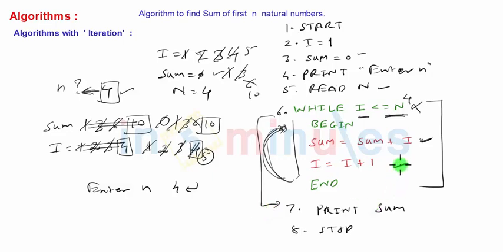Next step is print sum. So finally on our screen we'll get the answer as 10, which is the addition of 1 to 4.